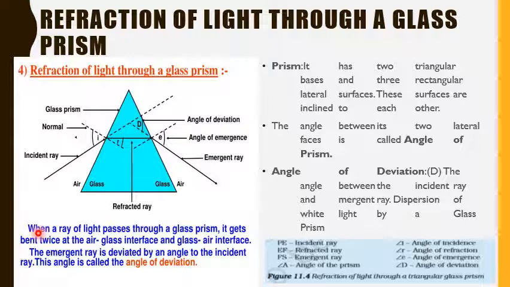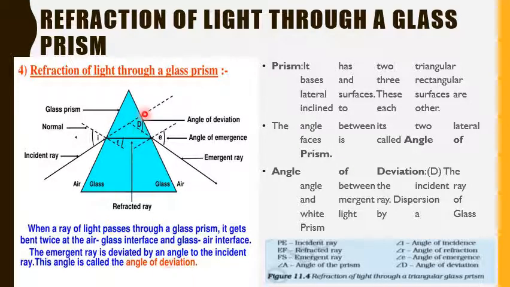This also we will read. When a ray of light passes through a glass prism, it gets bent twice, at the air-glass interface and the glass-air interface. Twice it is bending, here once and here one more. And the emergent ray is deviated by an angle from the incident ray.